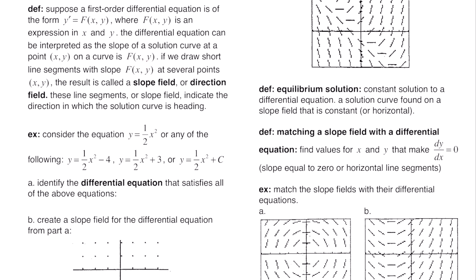If we draw short line segments with this slope at several points (x, y), the result is called a slope field, or it's also known as a direction field. These line segments, or slope field, indicate the direction in which the solution curve is heading.